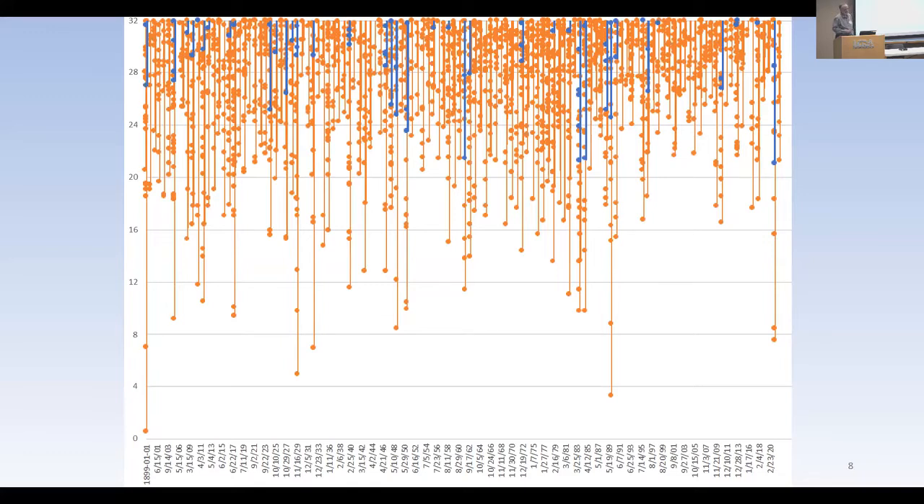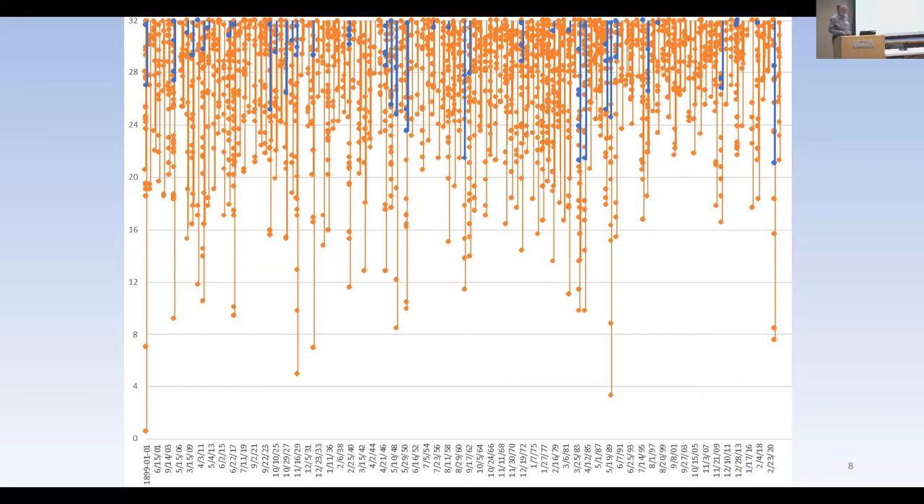The blue lines are the average maximum temperature, and the average daily maximum temperature on the 15th of February 2021 was about 21 degrees across the state of Texas, and that's the coldest average maximum temperature across the state ever recorded. The only comparable times were December 1983 and January 1985.